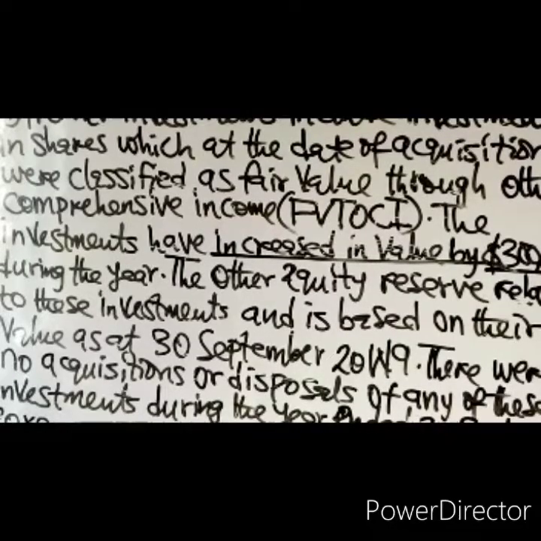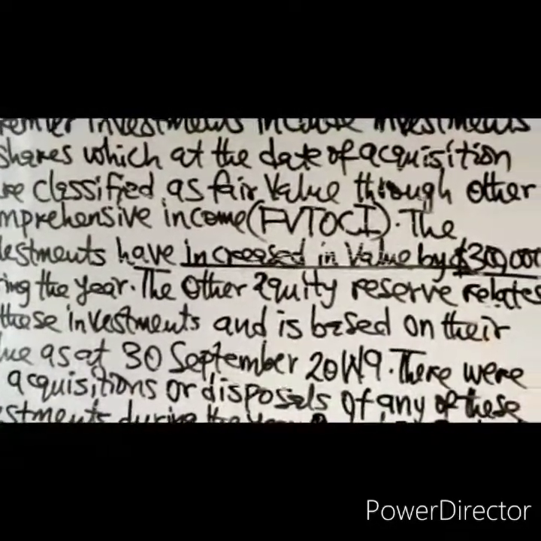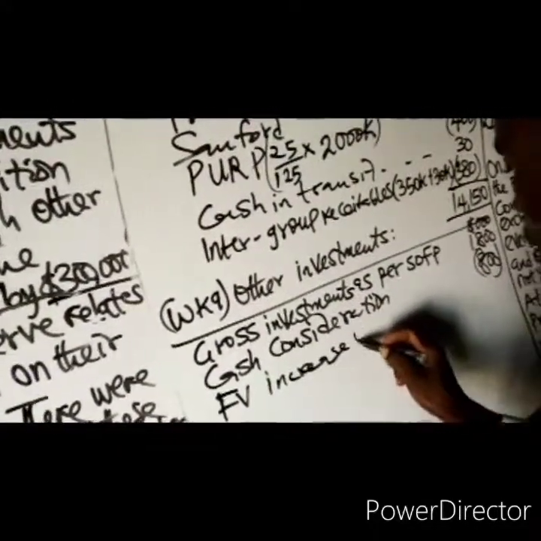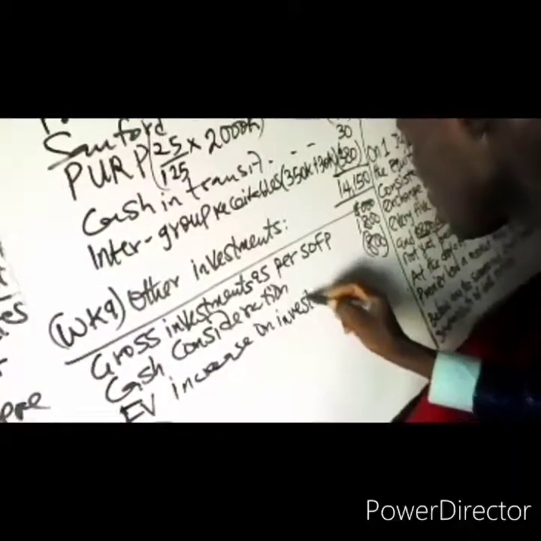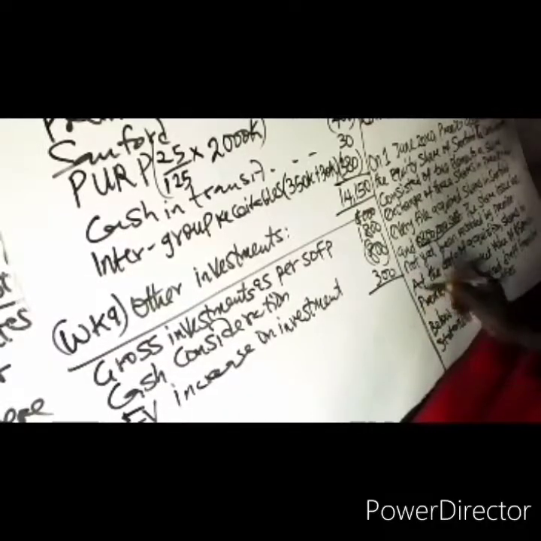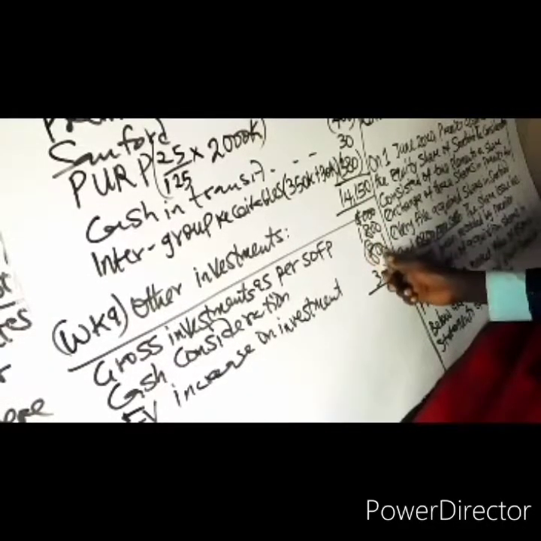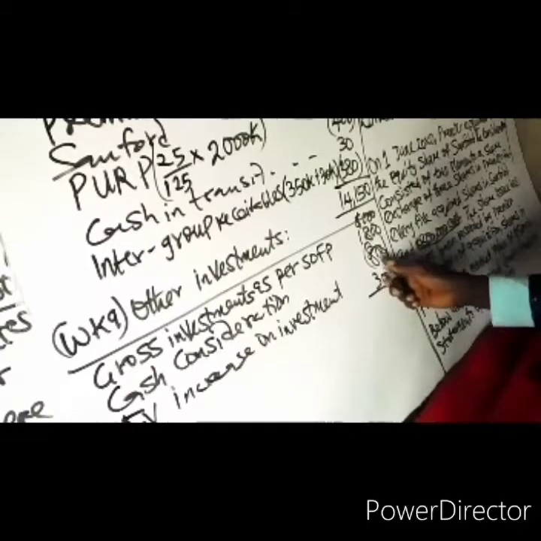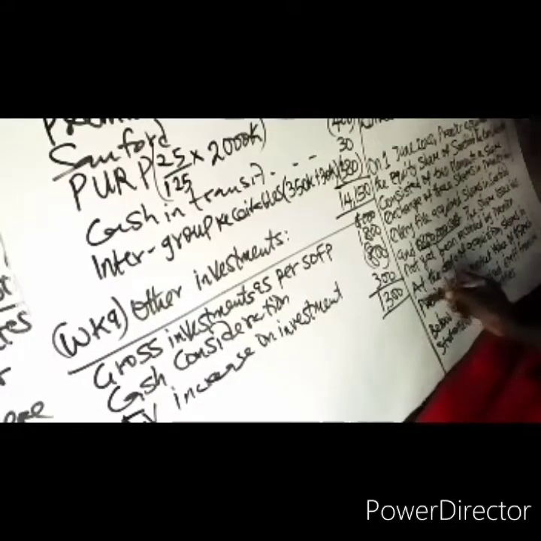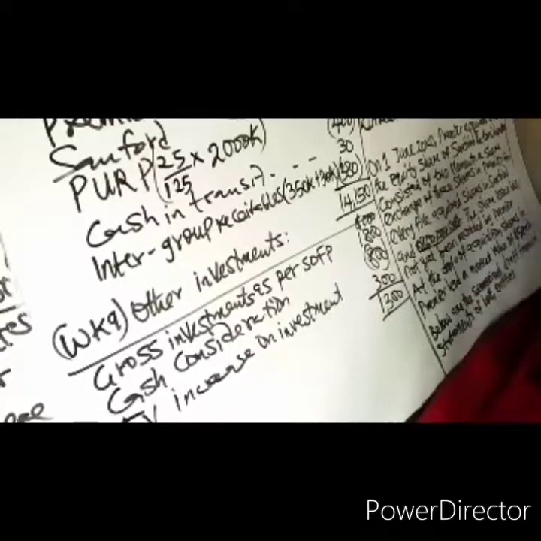So that means there is fair value increase on investment, which is 300,000. So if you add the 300, 1,800 minus 800, you'll be left with 1,000 plus 300. That means the other investment will be 1,300. This is the amount that will be reported as other investment in the consolidated statement of financial position.